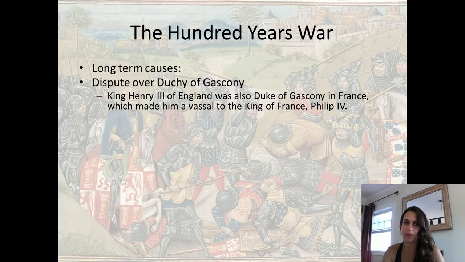That meant that at this point, King Henry III of England was the Duke of Gascony in France. So technically, that makes him a vassal to the King of France, since dukes are vassals to kings. This was a problem for Henry, though, because since he is the King of England, he doesn't want to be a vassal to anyone. So he had a bit of a problem when it came to bending the knee, so to speak, to the King of France. If you watch Game of Thrones, you'll understand.